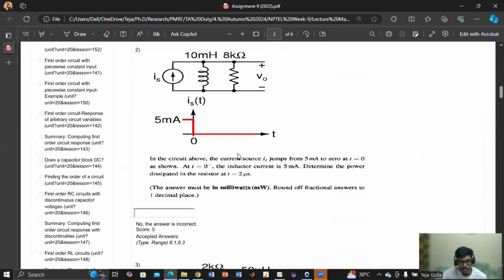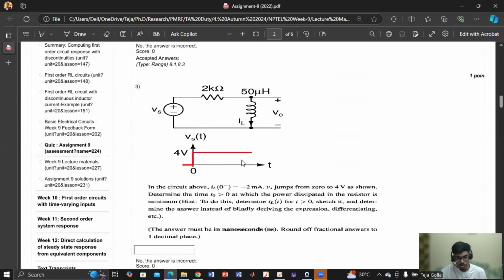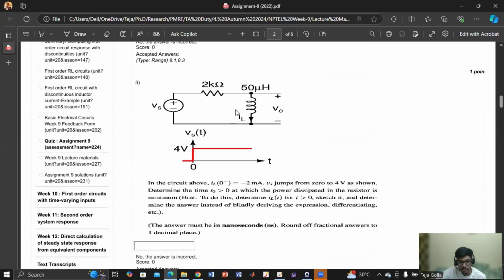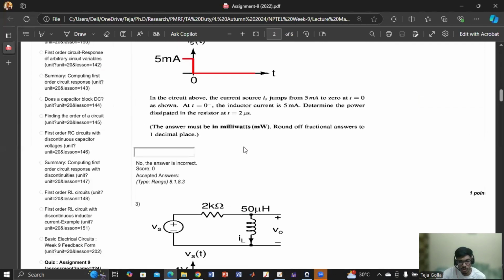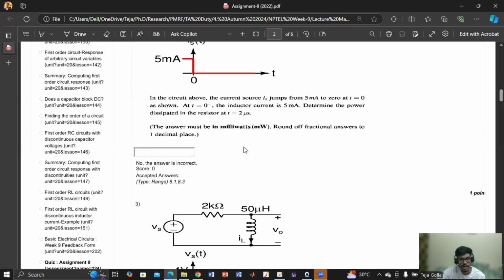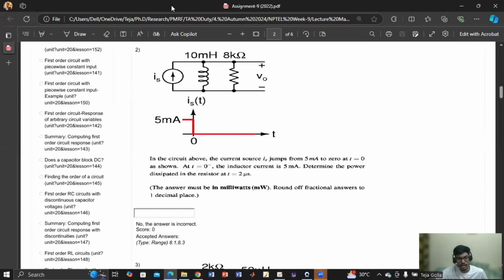So here it is again an inductor, or both are same. So which one you want to solve? Problem two or problem three? Both are the same model, so I'll solve one of them. So you tell me which one you want to solve. Both are same. In one, they have given current, in another case, they have given voltage. Question two, question two, question two. Okay, then we'll solve question two.